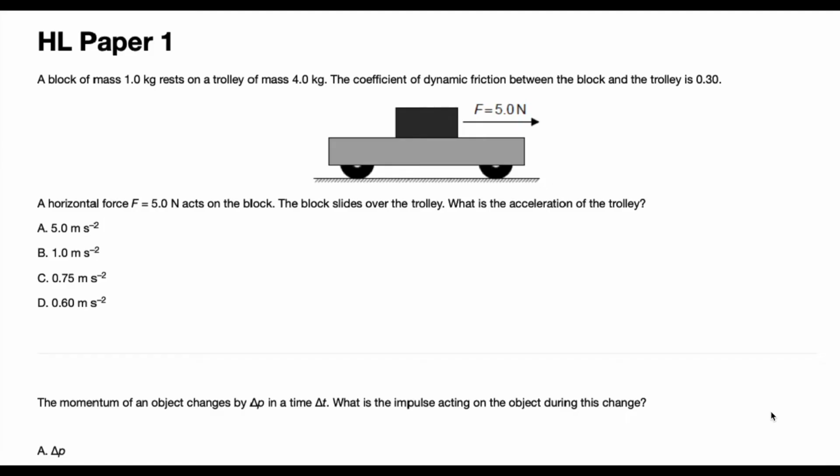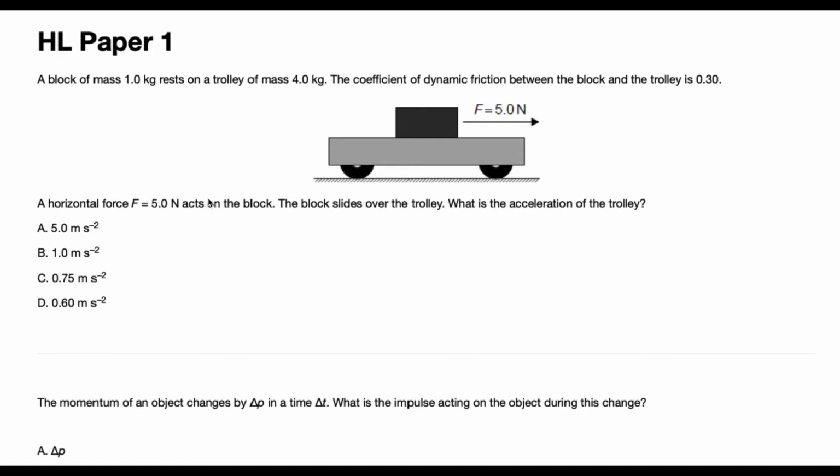In this video, we'll be focusing on solving IB Physics past questions of topic 2, mechanics. So this is a Paper 1 question for HL students. A block of mass 1.0 kg rests on a trolley of mass 4.0 kg. The coefficient of dynamic friction between the block and the trolley is 0.3. A horizontal force F equal to 5.0 Newton acts on the block. The block slides over the trolley. What is the acceleration of the trolley?